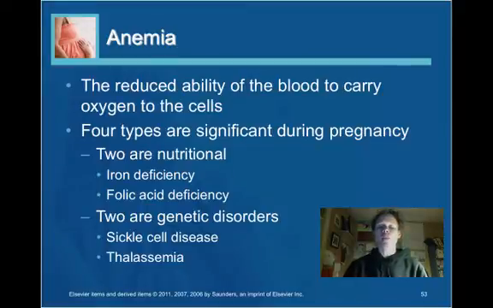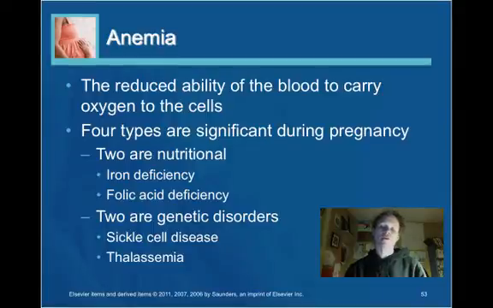Anemia, the reduced ability of the blood to carry oxygen to the cells. Anemia is going to be manifested by a low hemoglobin and hematocrit. There are 4 significant types of anemia that are found during pregnancy. Number 1 is an iron-deficiency anemia.